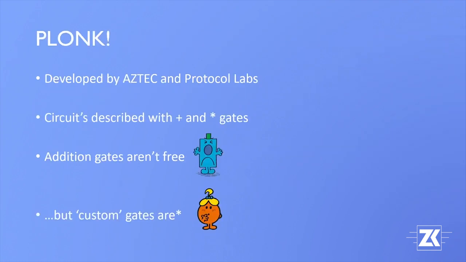So, Plonk. Plonk is a universal SNARK that doesn't use R1CS. Instead, it uses a simpler arithmetization where your circuit is defined using addition and multiplication gates. The benefit of this is that the proof efficiency and the verify efficiency are really quite good. The proof sizes are very small, but you do pay for your additions. They aren't free like they are in Groth16. However, you can implement very interesting custom gates, which can provide quite powerful functionality, which I'll go into at the end of this talk.